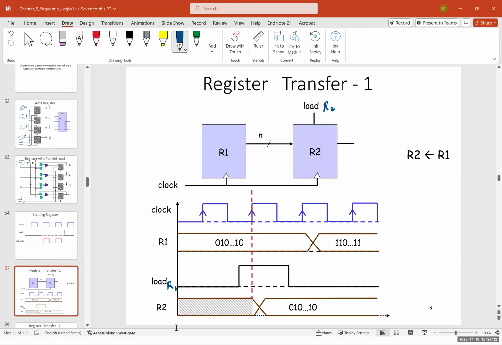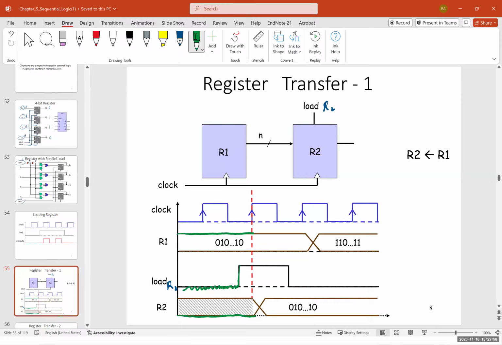And we can see here that, for example, when R1 is 1, R2 is 0, and it won't change. Okay, I'm going to draw it. Let me draw it with a different color, with green. So imagine if R1 is initially 1. At this point, R2 is 0, for example. And R2 will not change as long as load is 0. So as long as load is 0, R2 is not going to change.